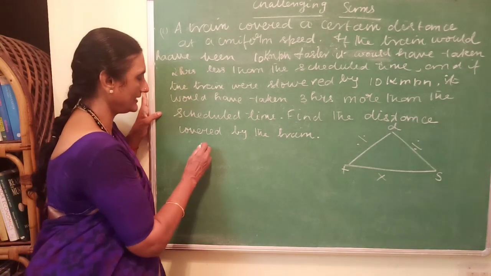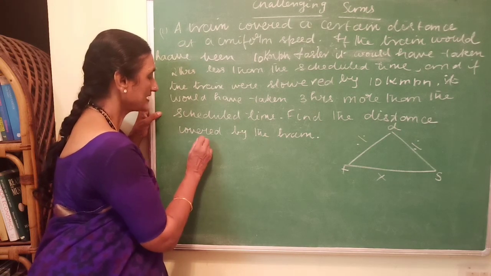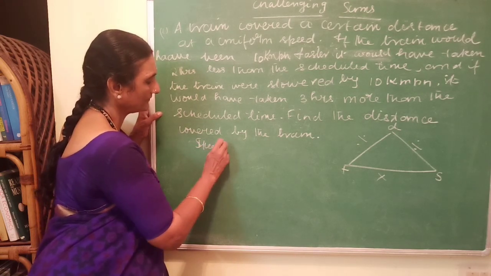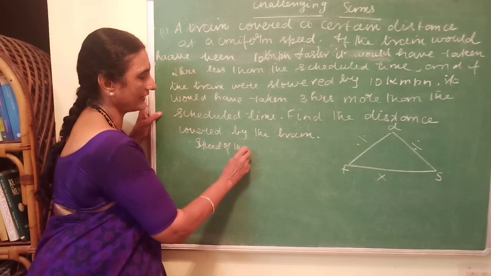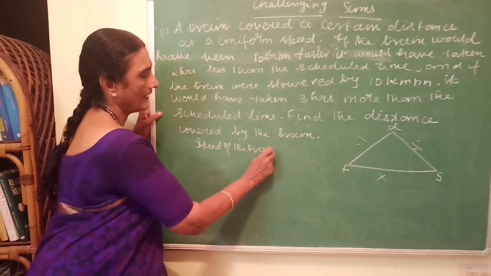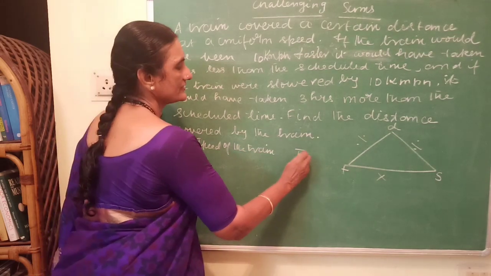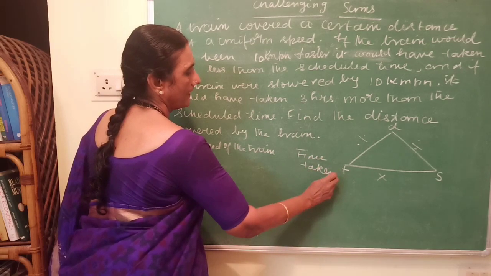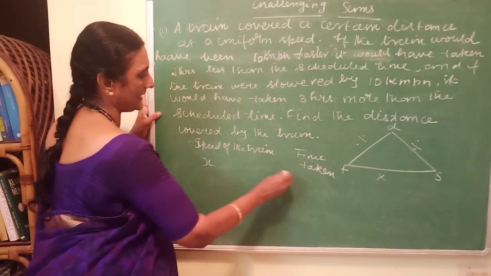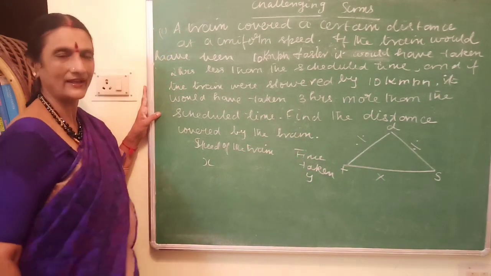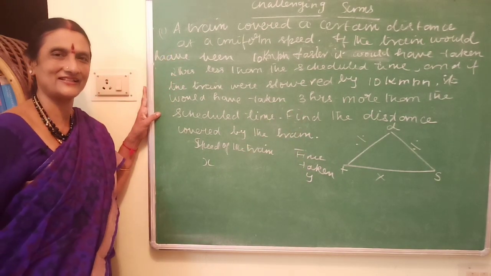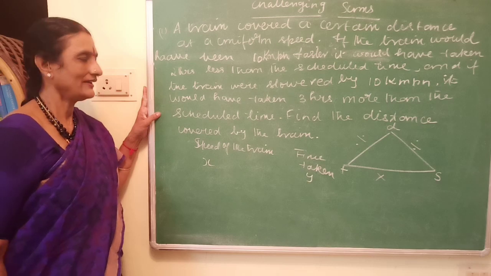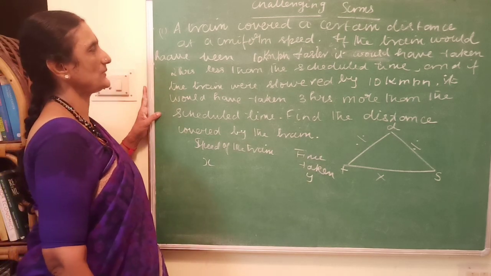So you write here, let the speed of the train, and then the second category, time taken. So let the speed of the train be x, time taken as y, therefore xy is the distance. Understood?